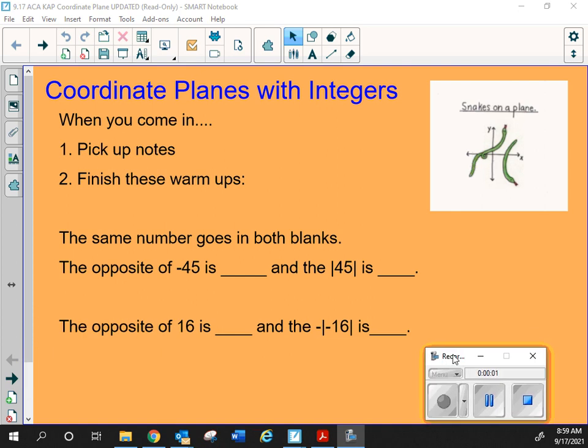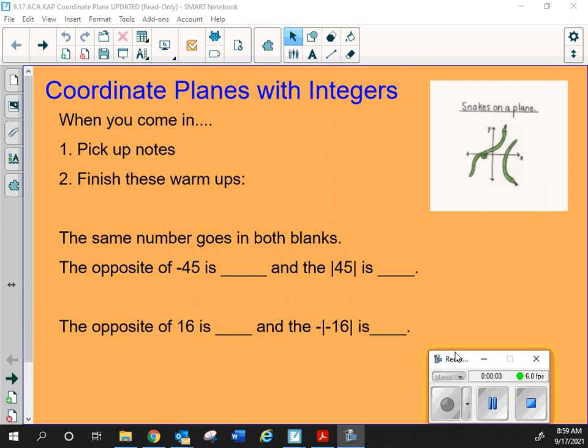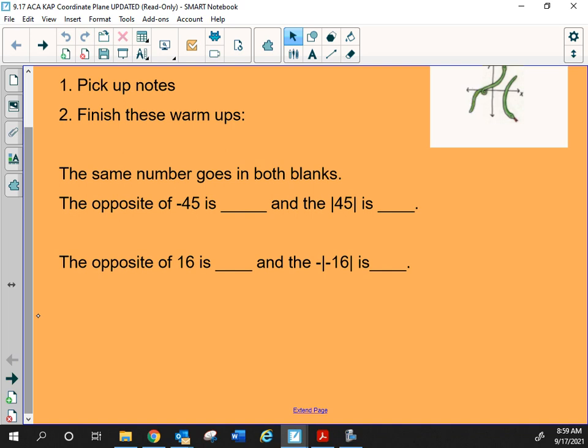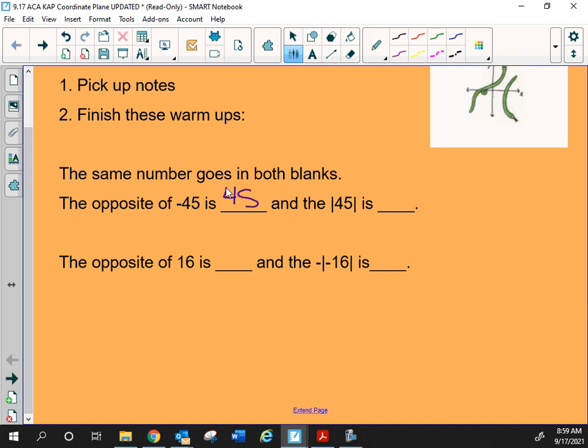All right. Good morning. So we're talking about coordinate planes, but before we do that, let's do a review warm up. The same number goes in both lengths. So the opposite of negative 45 is 45, and what do those words mean? Absolute value, and a number's absolute value is talking about how far it is, that distance from zero. And the absolute value of 45 is 45. Very good. Okay, the opposite of 16 is negative 16.